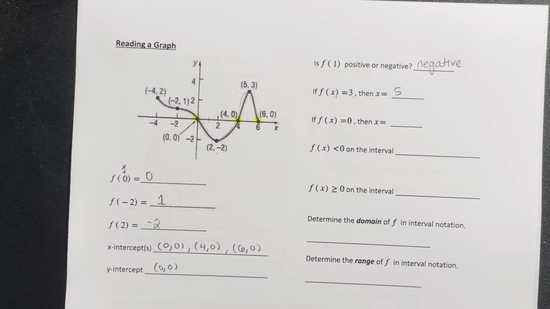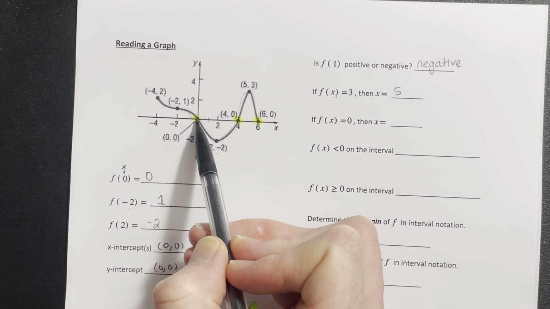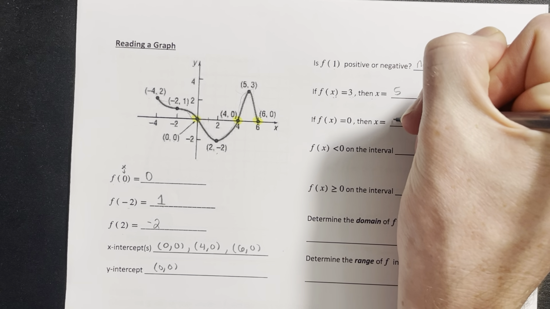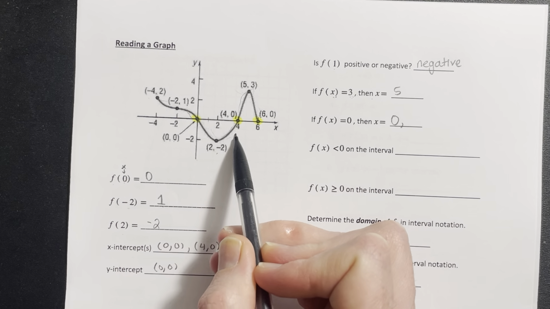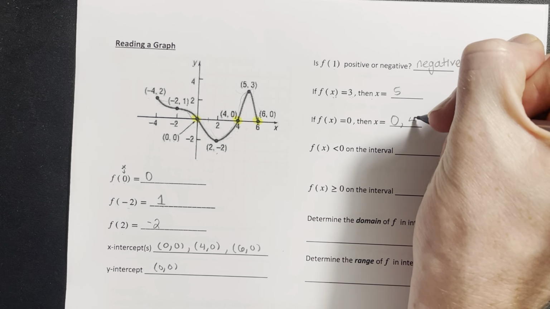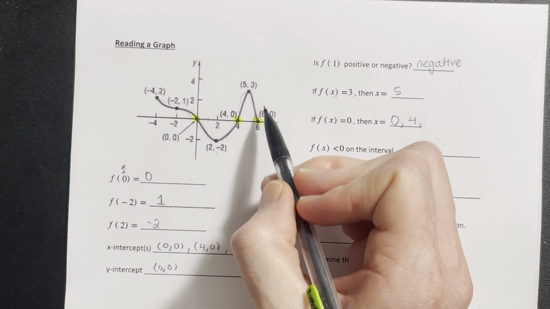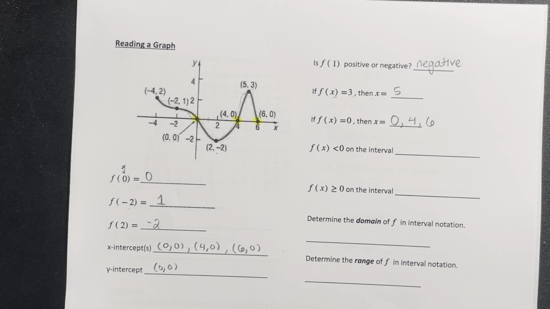The next one, if f of x equals 0, then x is equal to something. So it's asking when is the function equal to 0? Well, the function reaches 0 here when x is 0. But it happens again. It's going to go down and back up, so it reaches 0 again when x is positive 4. And then again when x is positive 6. So it happens 3 times when x is 0, 4, and 6.